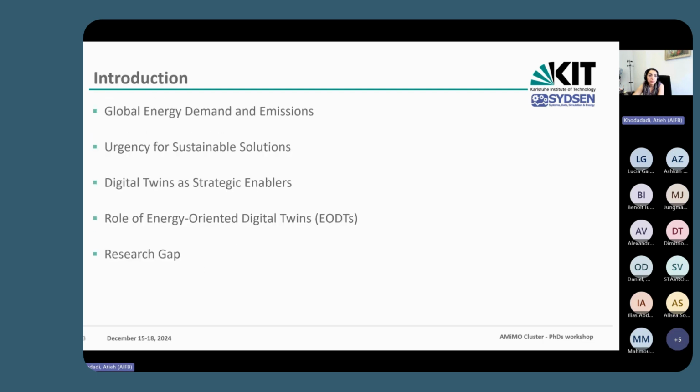Let's start. I'll start by highlighting the significant rise in global energy demand, which is expected to double by 2050. This increase poses substantial challenges to energy supply and sustainability, and emphasizes the need for efficient management practices to control emissions and meet global standards.